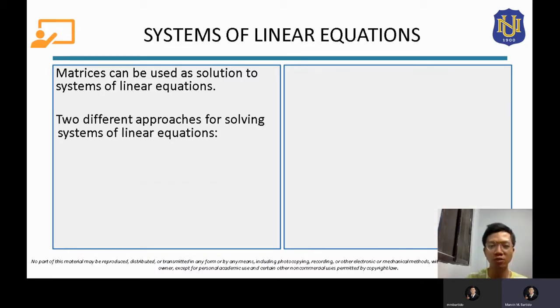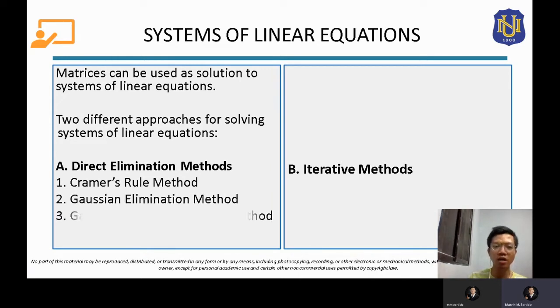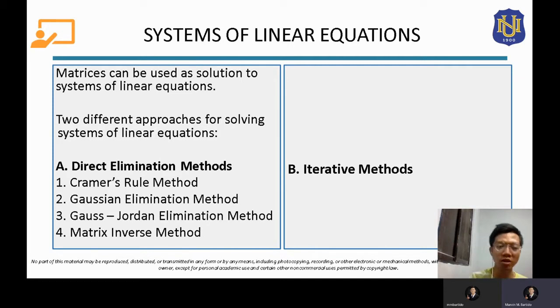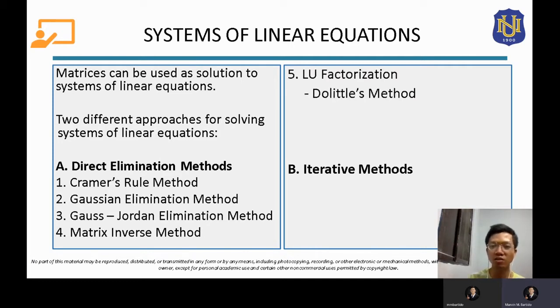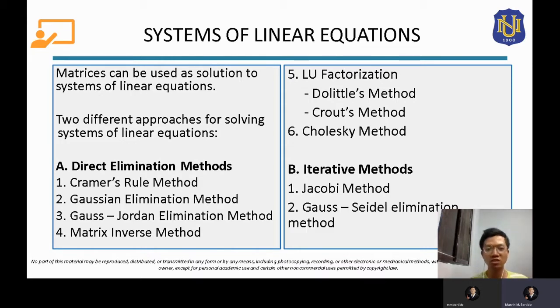There are two different approaches for solving systems of linear equations. The first approach is direct elimination methods, and the second one is iterative methods. Direct elimination methods include Cramer's rule method, Gaussian elimination method, Gauss-Jordan elimination method, matrix inverse method, LU factorization, which includes Doolittle's method and Kraut's method, and the last one is the Cholesky method. For iterative methods, we have Jacobi method and Gauss-Seidel elimination method. So we are going to discuss all of these methods in solving systems of linear equations.